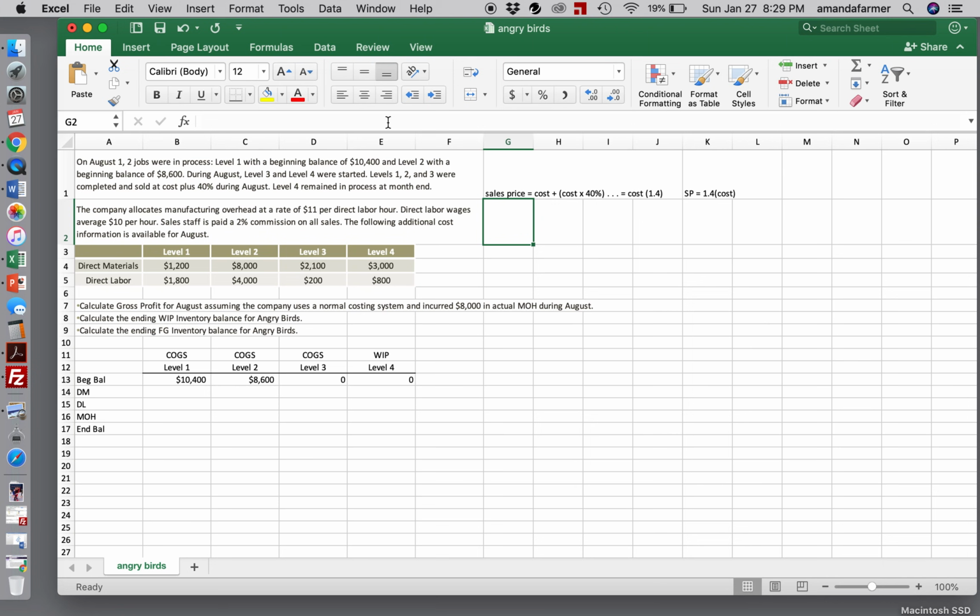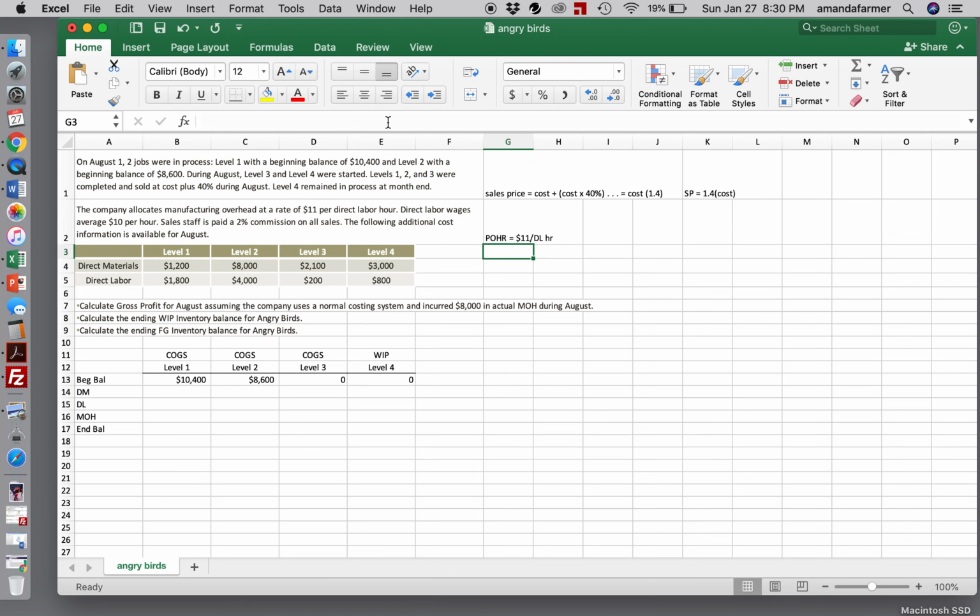So let's keep reading at the second paragraph. It says the company allocates manufacturing overhead at a rate of $11 per DL hour. So that's telling me that my POHR is equal to $11 per DL hour. Now notice here that you've not been asked to actually calculate the POHR. I could have given you budgeted manufacturing overhead and total budgeted direct labor hours, and you would have had to calculate the POHR, but here it is given to you.